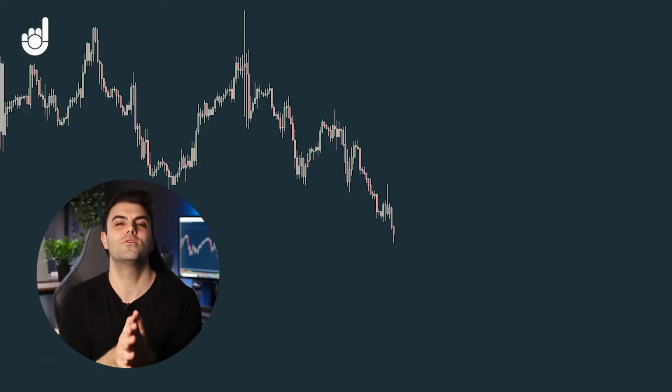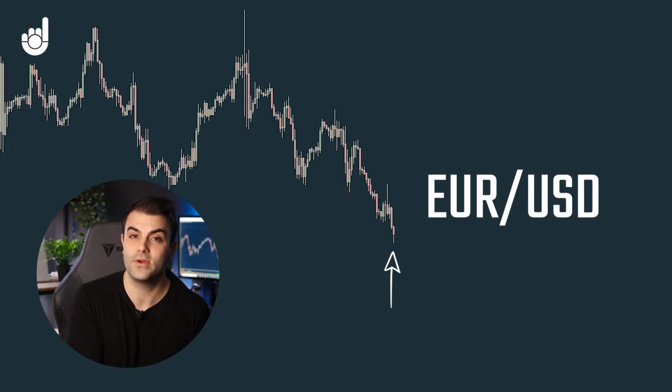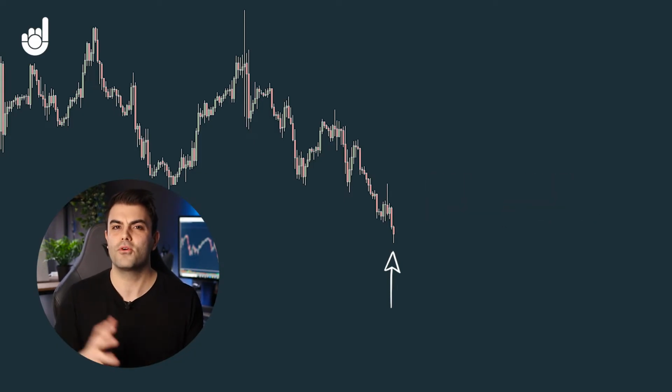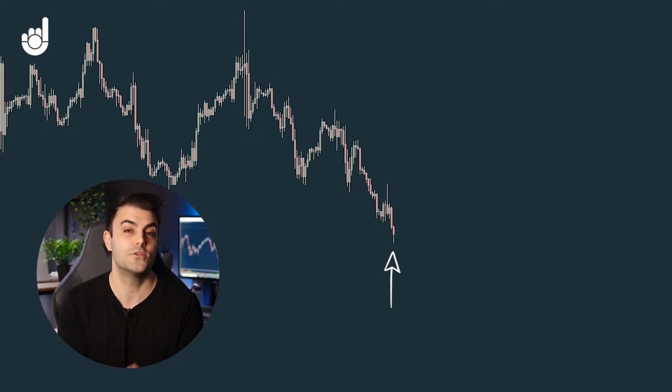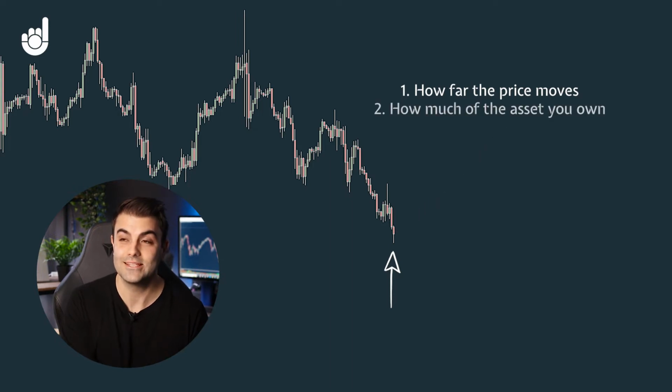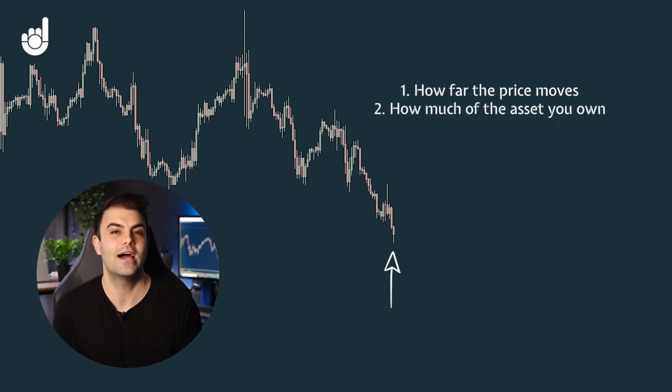So let's say that I want to go long Euro USD. That's a currency pair, the euro against the US dollar. And if I'm going long, it means effectively I'm buying. I'm looking to profit from the euro increasing in value against the dollar. So in other words, if Euro USD moves up, I'll be making a profit, and if it moves down, I'll be taking a loss. But how big that profit or loss is depends on 2 things. Firstly, how far the price actually moves, and secondly, how much of the asset I own.